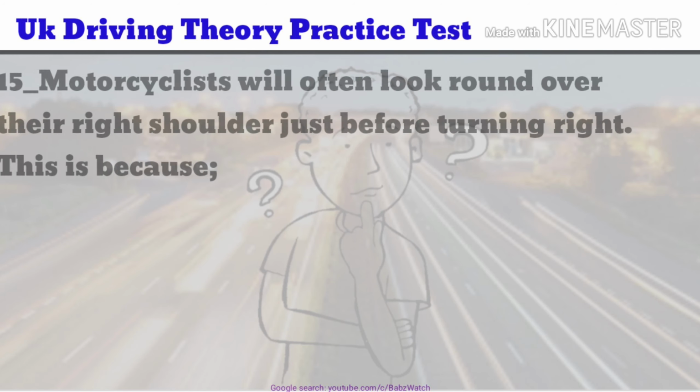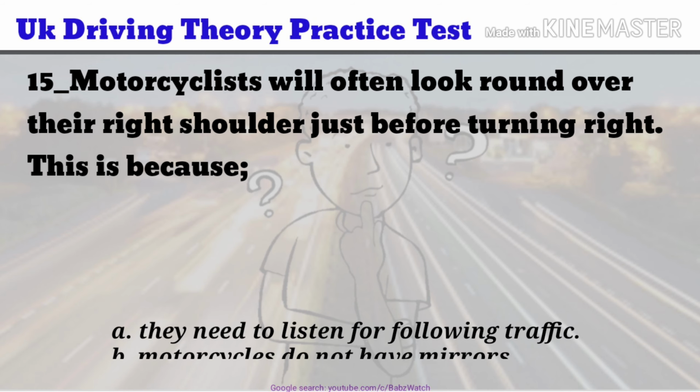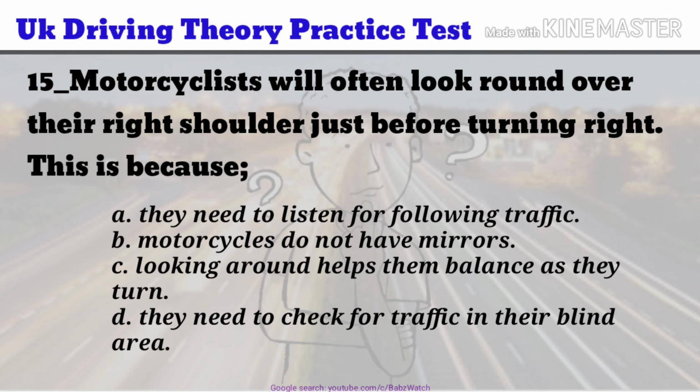UK driving theory practice test question 15 of 50. Motorcyclists will often look round over their right shoulder just before turning right. This is because A. They need to listen for following traffic. B. Motorcycles do not have mirrors. C. Looking around helps them balance as they turn. D. They need to check for traffic in their blind area. The correct answer is D.